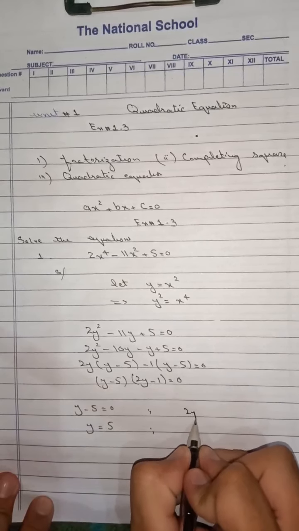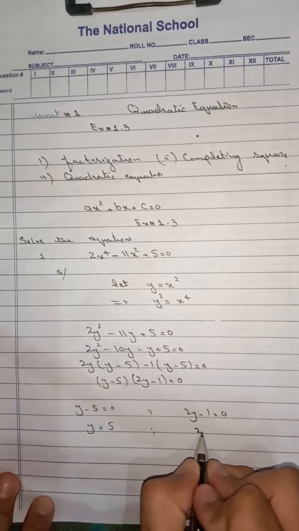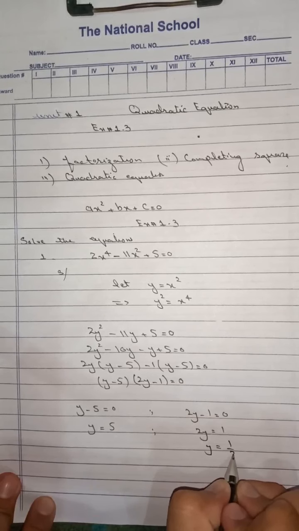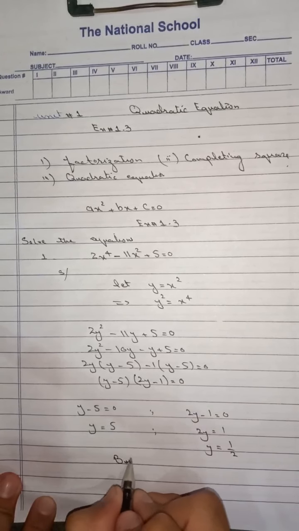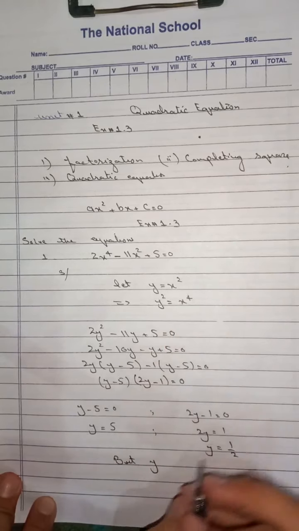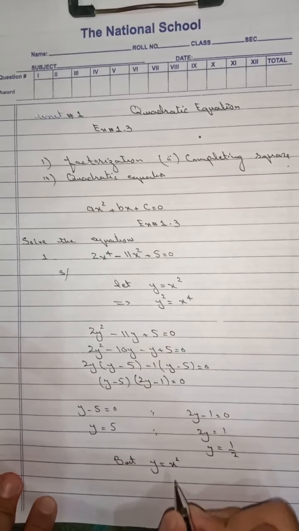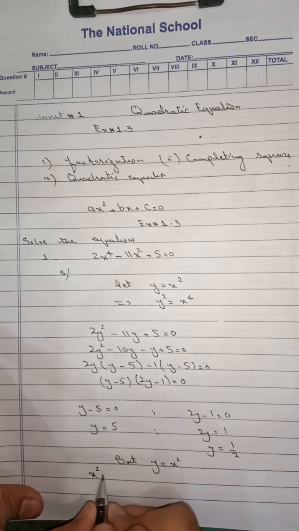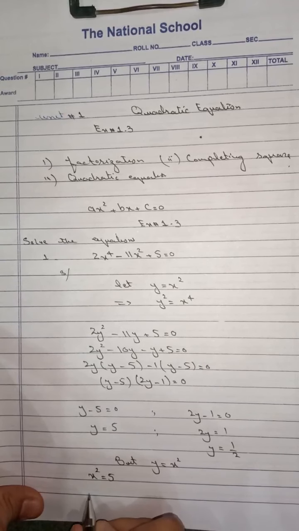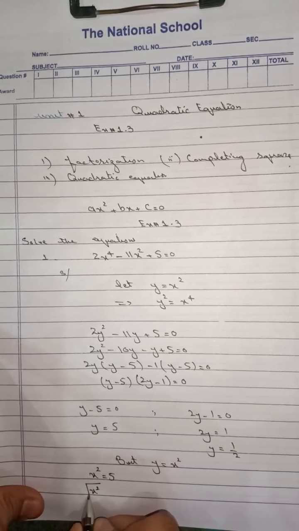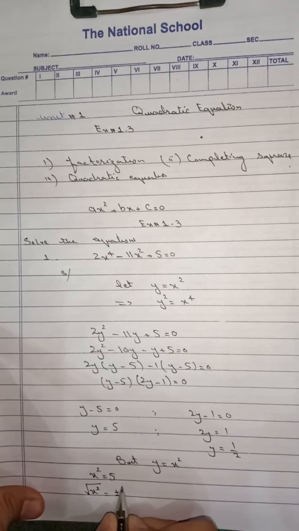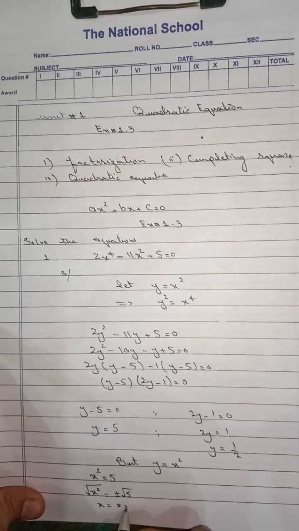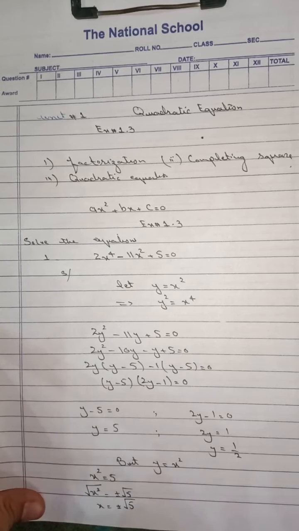and 2y minus 1 equal to 0, we have 2y equal to 1, y equals 1 by 2. But y was equal to x², and we have to solve it. It means we need to find the value of x. Here y is equal to 5, so x² equals 5. Taking the square root, x equals plus minus square root of 5. So the first solutions are x equals plus minus √5. There are two solutions, one with plus and one with minus.